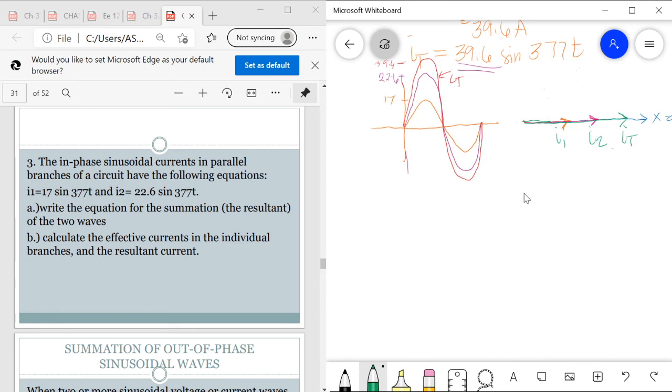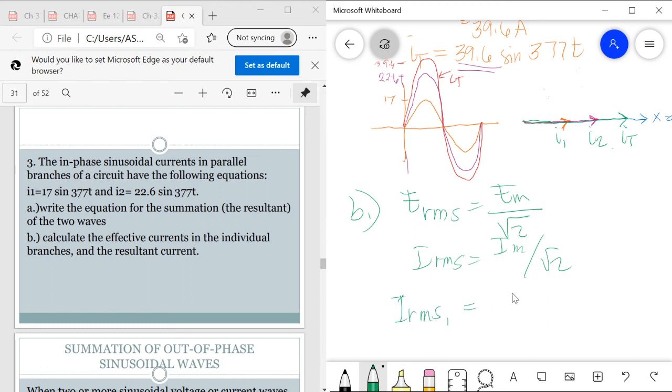Letter B, calculate the effective currents in the individual. So, effective, it is just the ERMS is equal to EM all over square root of 2. Or I RMS, IM divided by square root of 2. For the first current, I1, we have maximum current equal to 17. So, IRMS1 is equal to 17 divided by square root of 2. Next, IRMS2 is equal to 22.6 divided by square root of 2.